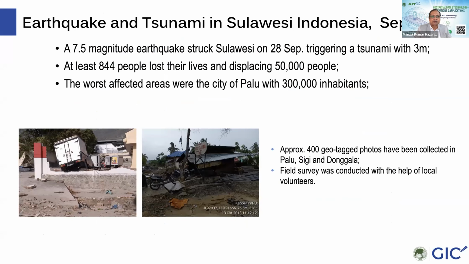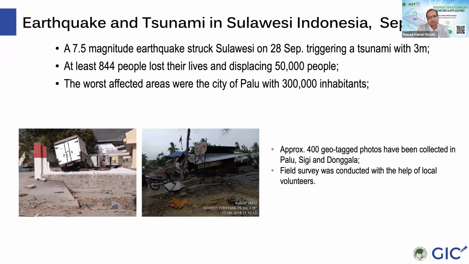I will take one example which we attended very successfully in 2018. There was a 7.8 magnitude earthquake in Sulawesi in Indonesia, which triggered a tsunami up to 3 meters in height. Almost 844 people lost their lives, displacing 50,000. The worst affected area was Palu, where 300 people were there.